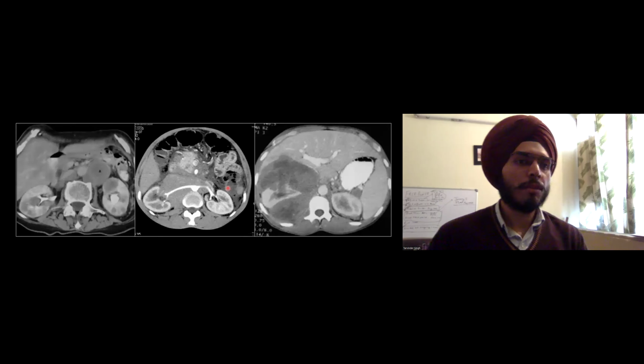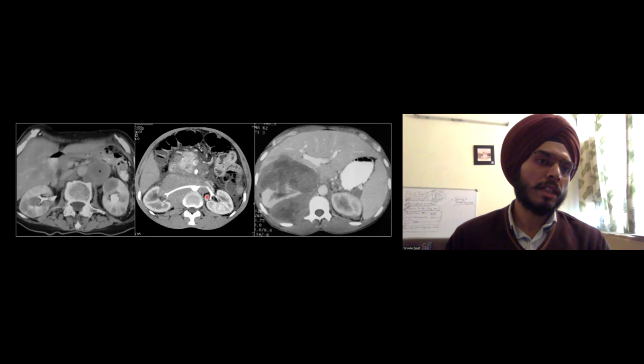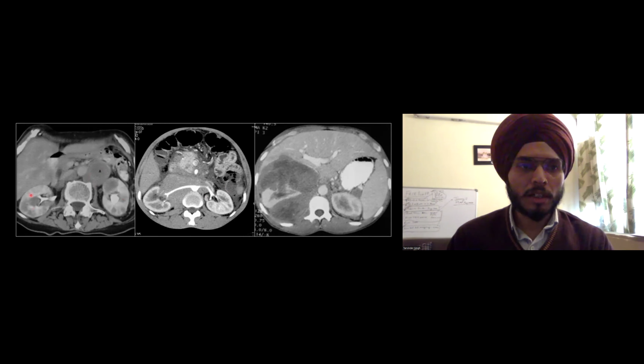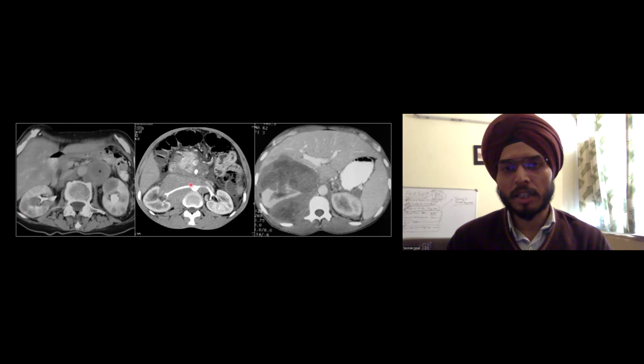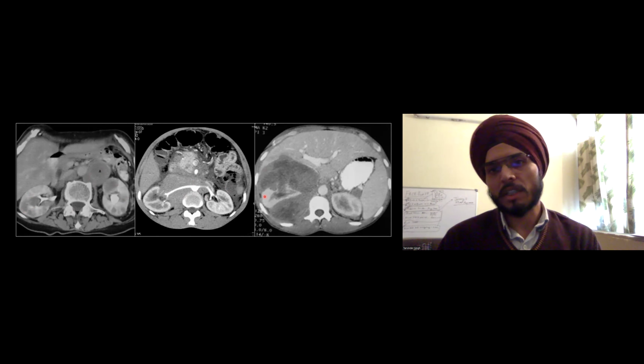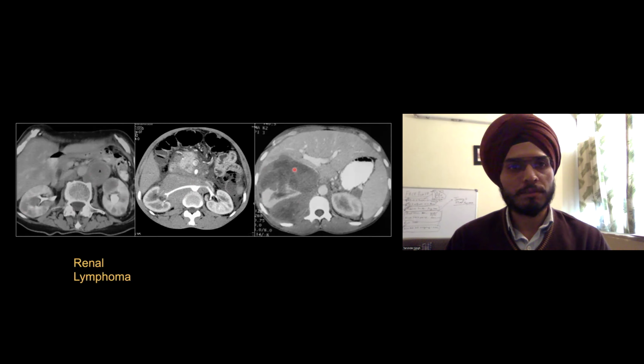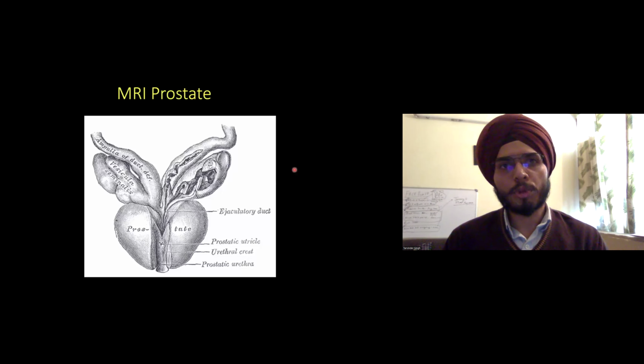Now, sometimes there can be secondary involvement because of a systemic disease. These are different patients. We can see a hypodense mass in the left para-aortic region, and there are multiple lesions involving the right as well as the left kidneys. And this is another patient where we can see hypodense soft tissue encasing the right renal artery, and a hypodense soft tissue in the right perinephric space. So this is a picture of lymphoma. It can present like this. Now, coming to prostate.